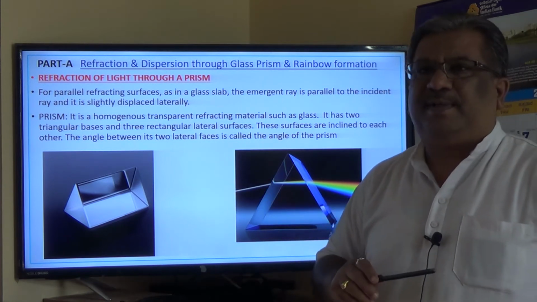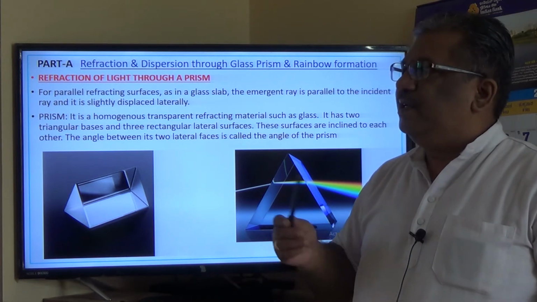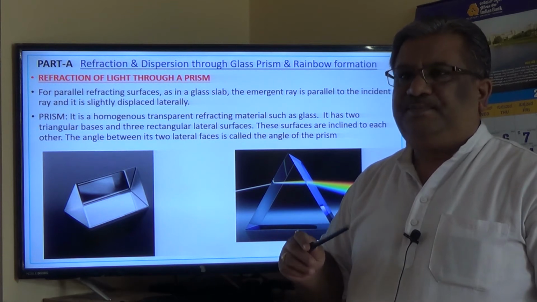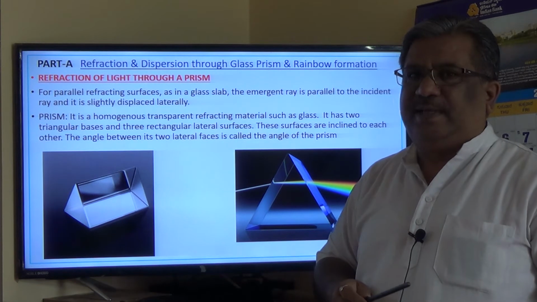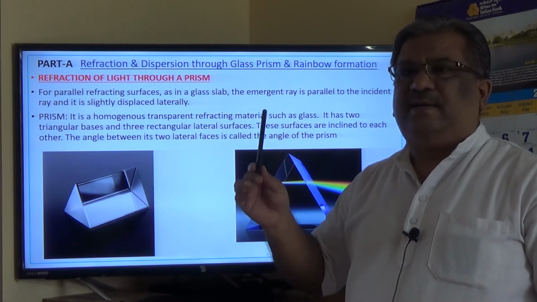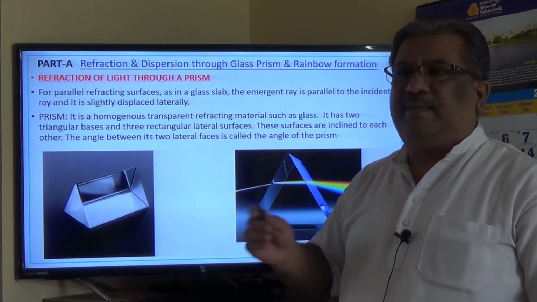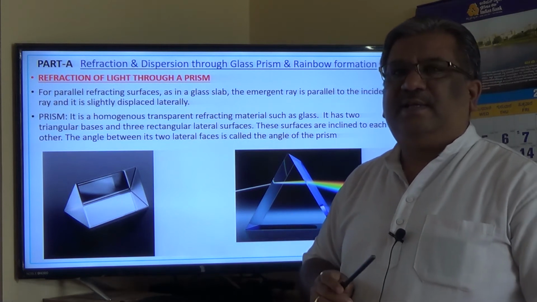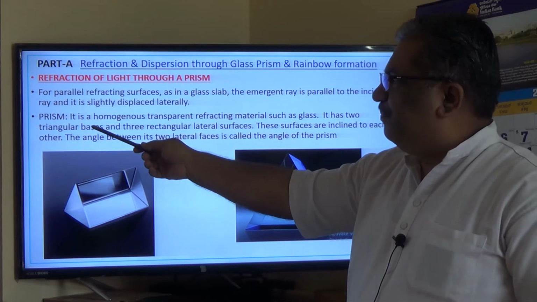If a ray of light passes through a plane parallel glass slab, the emergent ray is parallel to the incident ray, but there exists a lateral shift or lateral displacement, that we have seen. And also we have studied on what factors the lateral displacement depends upon. It depends upon the refractive index, the thickness of the glass slab, and also the incident angle. Now let us see what is a prism.